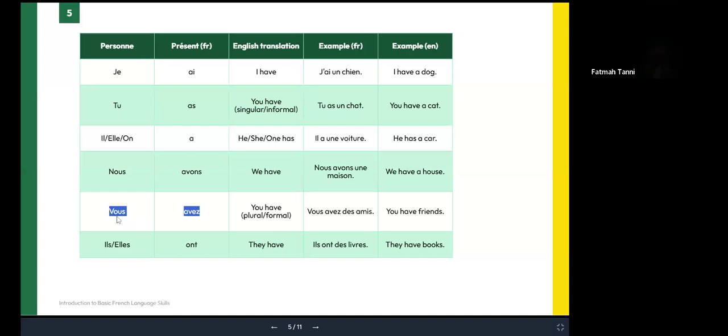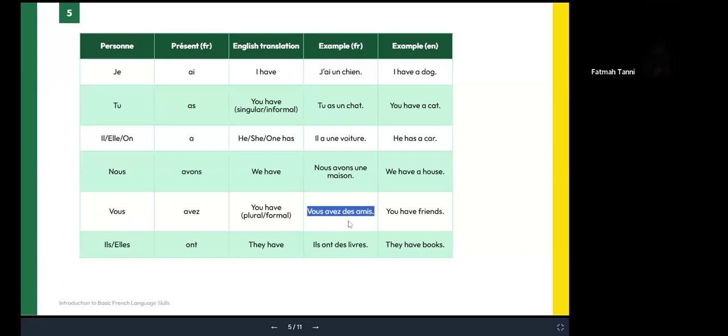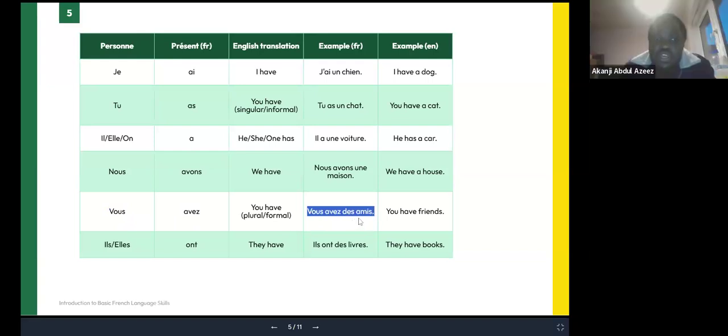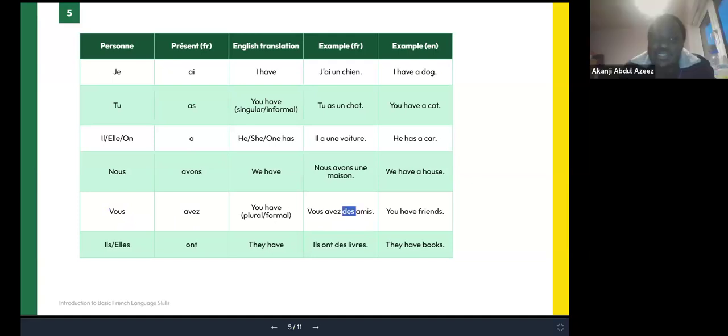Vous avez. Okay, let's go here with an example. Vous avez des amis. Can you see the example? Vous avez des amis. You have friends. Friends. You have friends. Des amis.